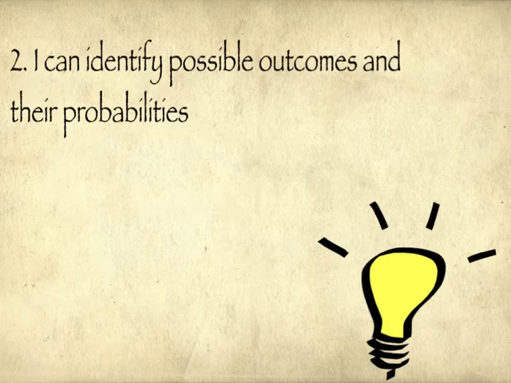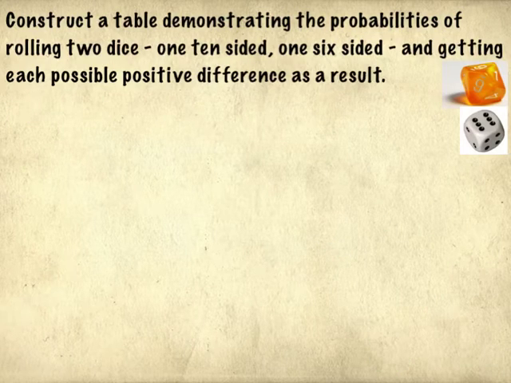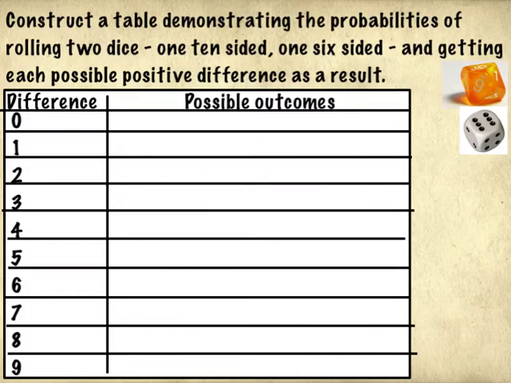Let's move on to number 2, which is identifying possible outcomes and their probabilities. So this question asks me to construct a table demonstrating the probabilities of rolling 2 dice, one 10-sided and one 6-sided, and getting each possible positive difference as a result. So here's all the possible differences I could get.